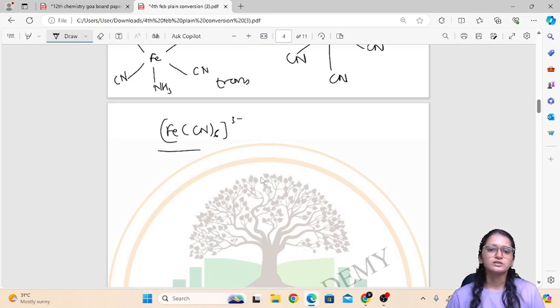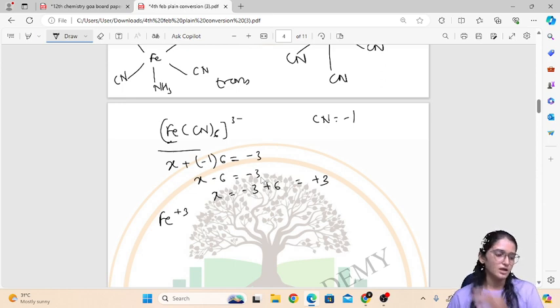The first step that we follow here is to find the central metal atom's oxidation number. For that, we should know the oxidation number of the ligand. We know that CN has -1 oxidation number. So let us find this. x plus CN is -1, and how many CN do we have? 6. So x plus (-1) times 6 is the overall oxidation state of -3. So x minus 6 is equal to -3, so x is equal to -3 plus 6, which is +3. So on Fe we have oxidation number +3.